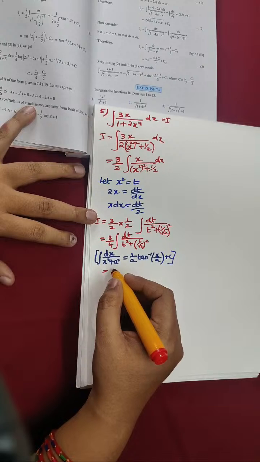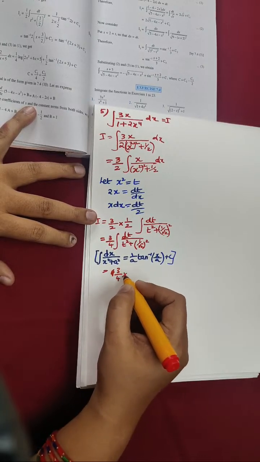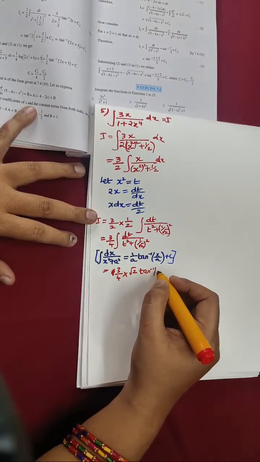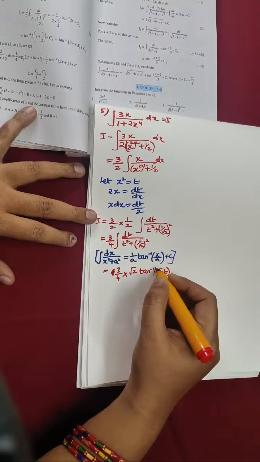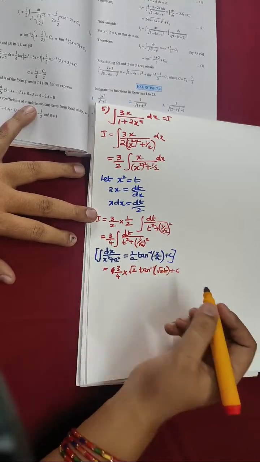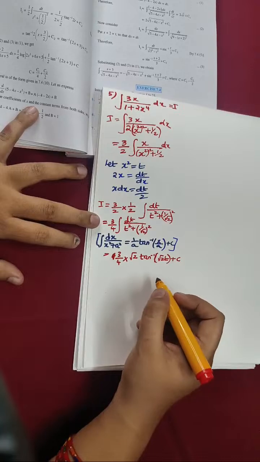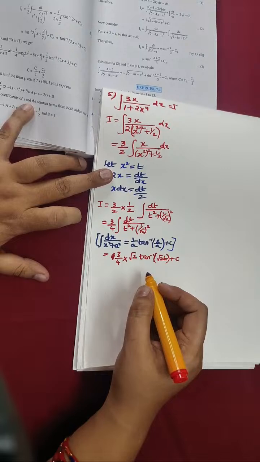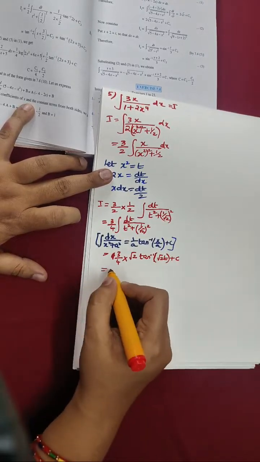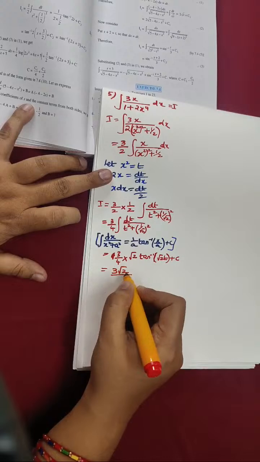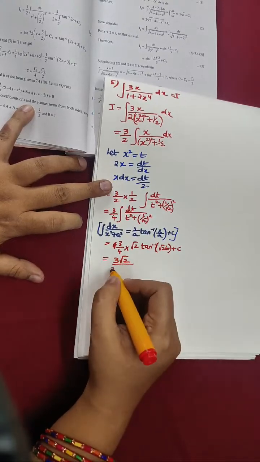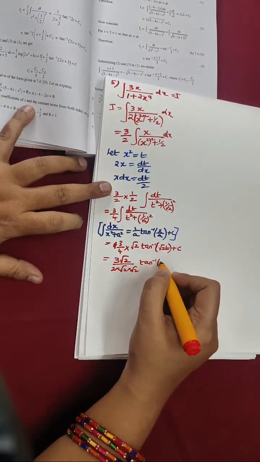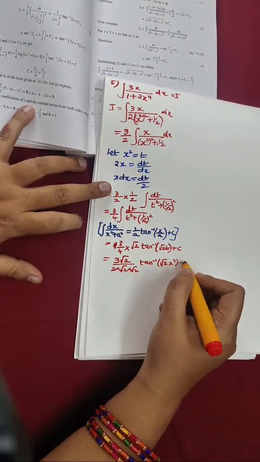So we already have 3 by 4, and this will become root 2 by 1 tan inverse of root 2 t by 1. You need not mention that it is by 1. Replace t with whatever we have taken, x square. Now this 4 can be written as 2 into 2, and one 2 you can write as root 2 into root 2, tan inverse root 2 x square plus c.